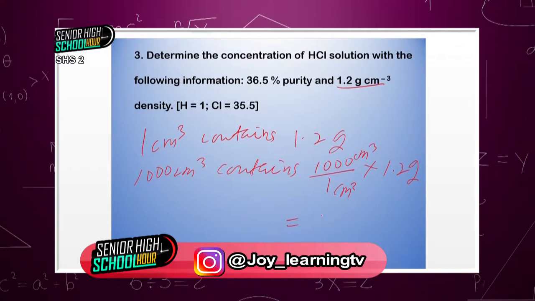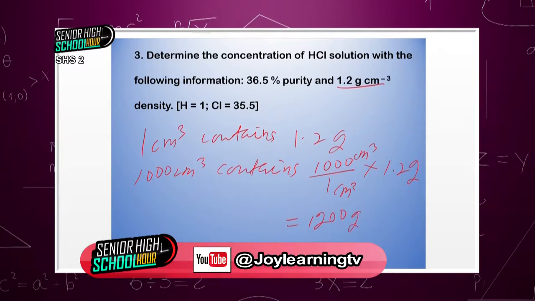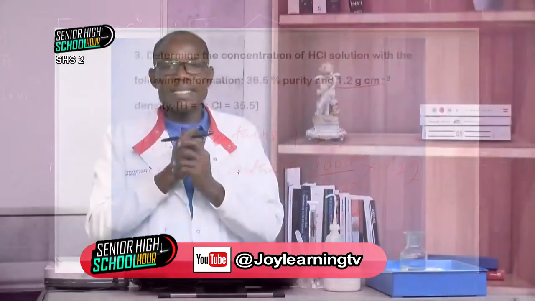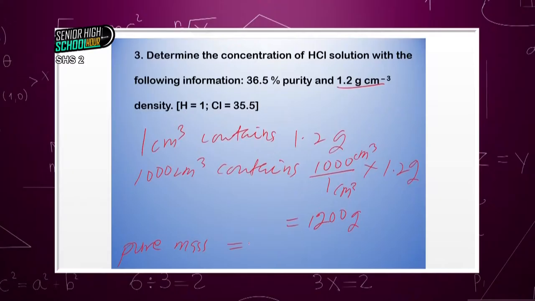1.2 times 1000. So we have 1200 grams. This 1200 grams contains the HCl, pure HCl, plus impurities. That is why they have given us percentage purity. So if they give us the percentage purity, it means we have to calculate the pure mass of HCl in the container. So the pure mass of HCl equals the percentage purity of the mass calculated.